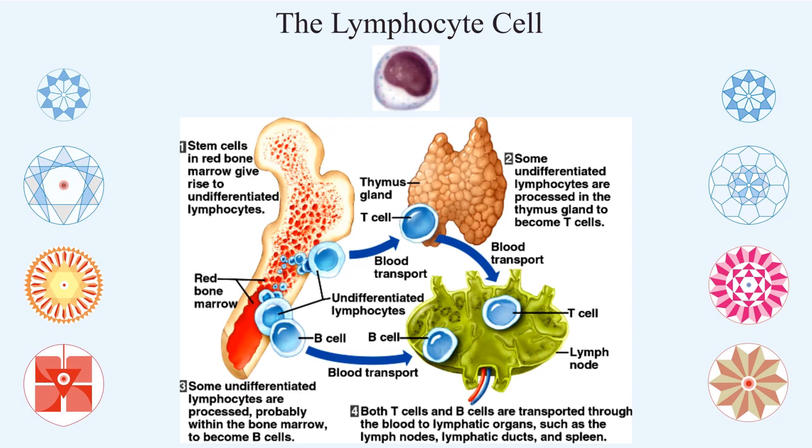Number 4, both T cells and B cells are transported through the blood to lymphatic organs such as lymph nodes, lymphatic ducts, and spleen. Spleen is the last one, which is on the left side of the upper abdomen, where all these cells are broken down and converted. RBCs also go there, are broken down, and are recirculated. WBCs also go there, and all the final clarification takes place in the spleen. And at this juncture, let me tell you, spleen is the only organ which has only sympathetic blood supply, no parasympathetic nervous system supply.